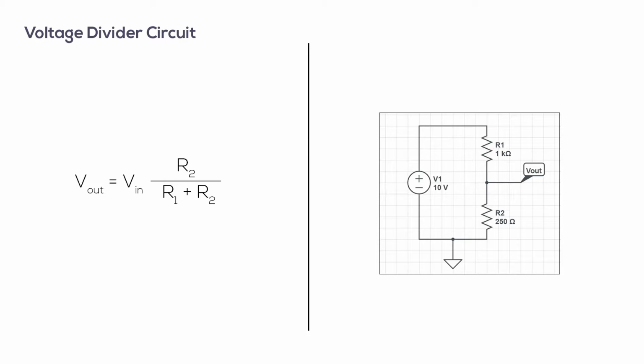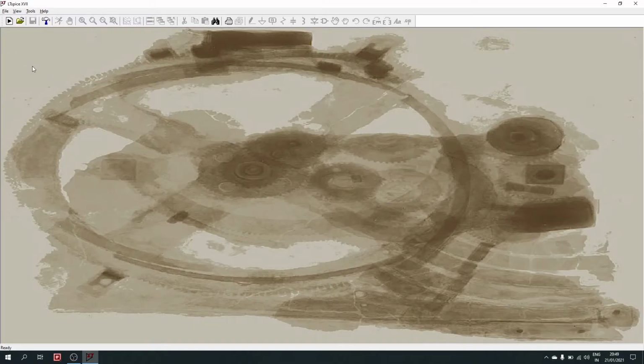For our example, let us consider the input to be 10 volt DC, the resistor R1 as 1 kilo ohm and R2 as 250 ohms. So as per the formula, the output voltage should be 2 volts. Now let us simulate this circuit in LTspice.